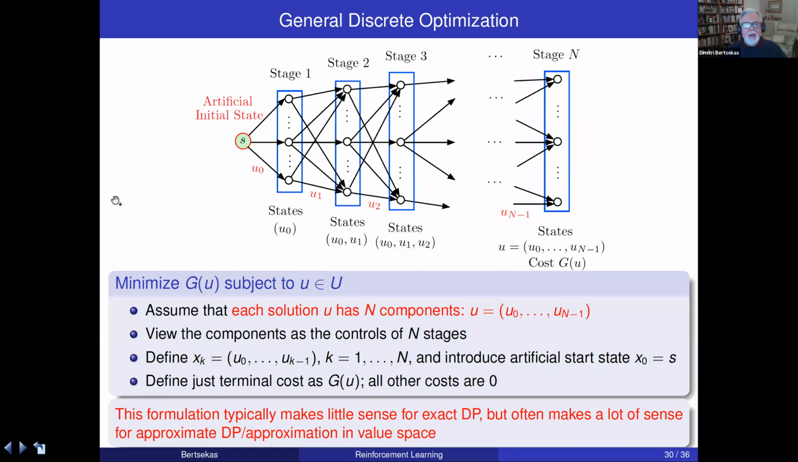We're going to come back to this formulation when we talk about combinatorial problems, discrete optimization problems, although this will take us some time to get there, probably another three lectures or so.